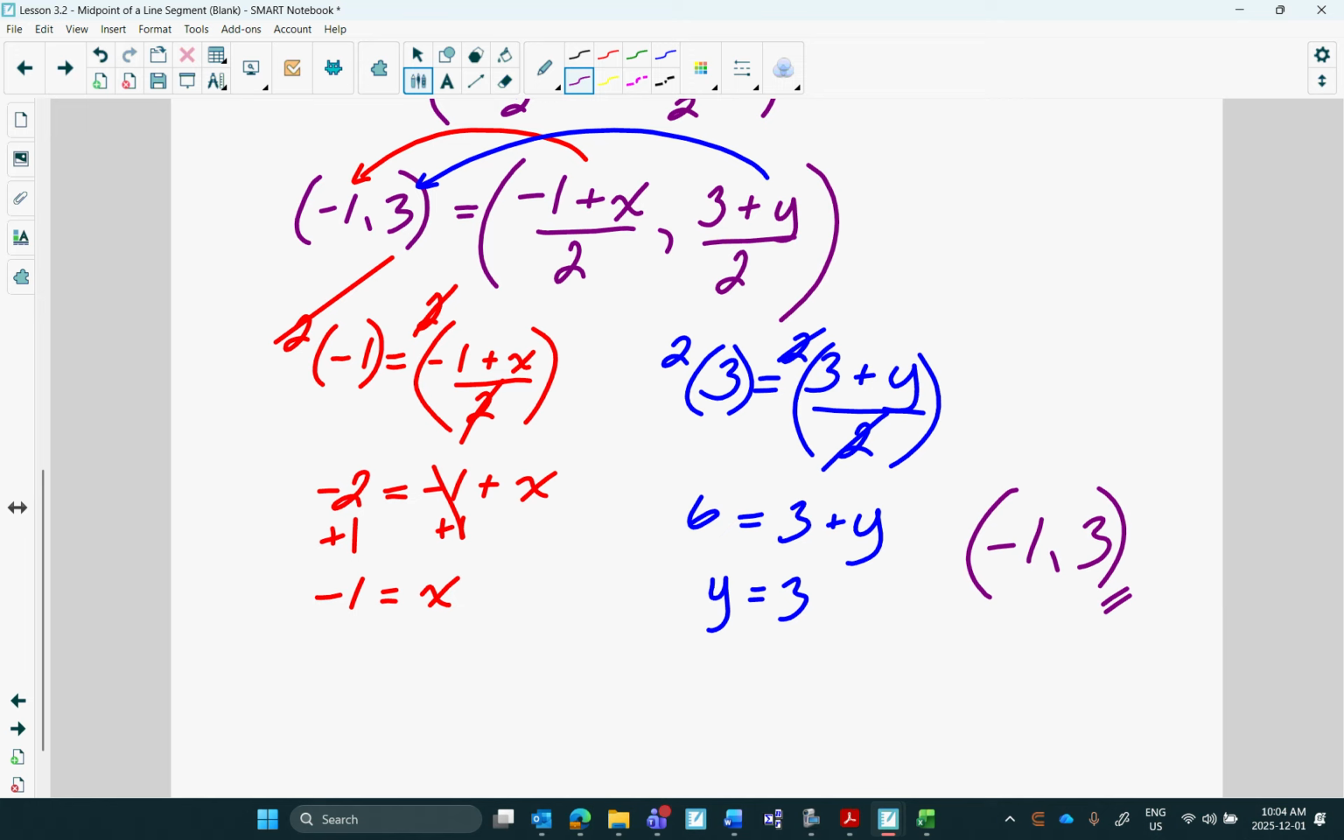Okay, so that one's a little bit more challenging because we got to work backwards and use some algebra. Okay, specifically equation solving.